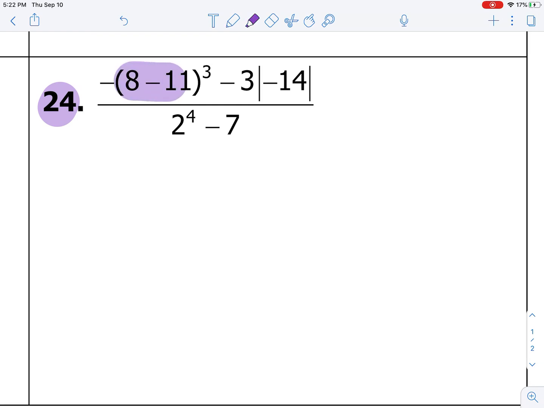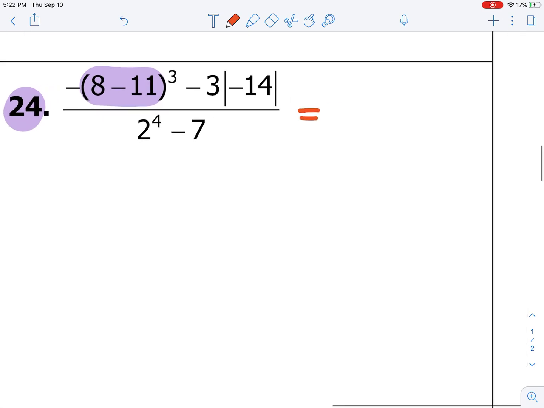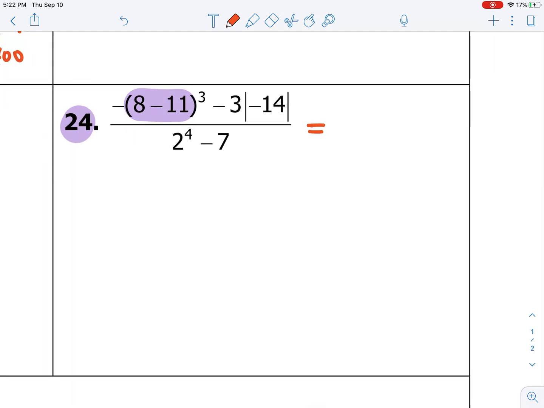All right, so here we have parentheses again. I need to do what's inside the parentheses first. So 8 minus 11. The signs are different. 8 is positive, 11 is negative. So when the signs are different, we have to subtract. 11 minus 8 is 3. What kind of 3? The 11 is the bigger number. The 11 is negative. So it needs to be a negative 3.